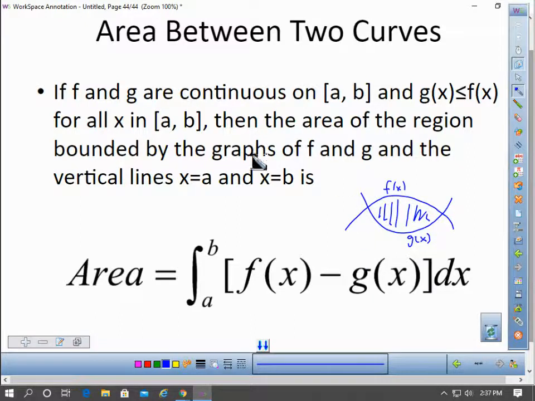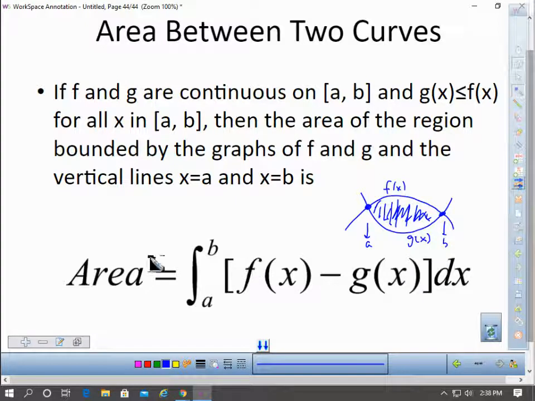All right, then the area of the region bounded by the graphs of f and g, so the area of the region bounded between the two of them, and the vertical lines x equals A and x equals B. So that would be at their intersection points, which would be at x equals A and x equals B. So that would be A on the x-axis, this would be B on the x-axis.